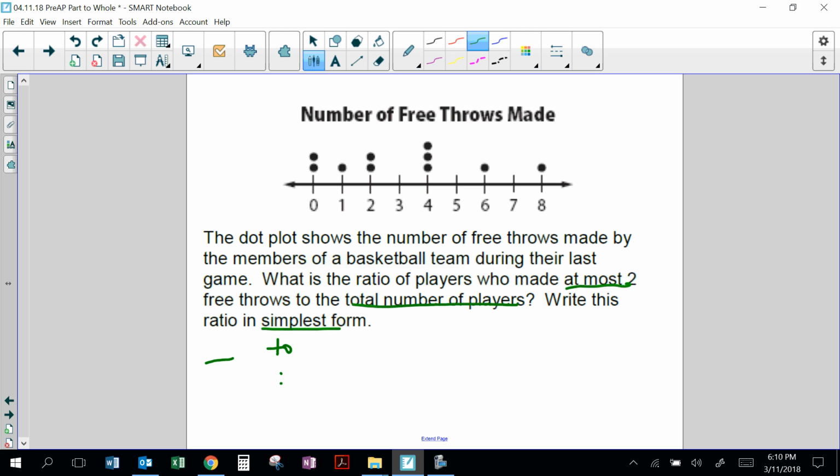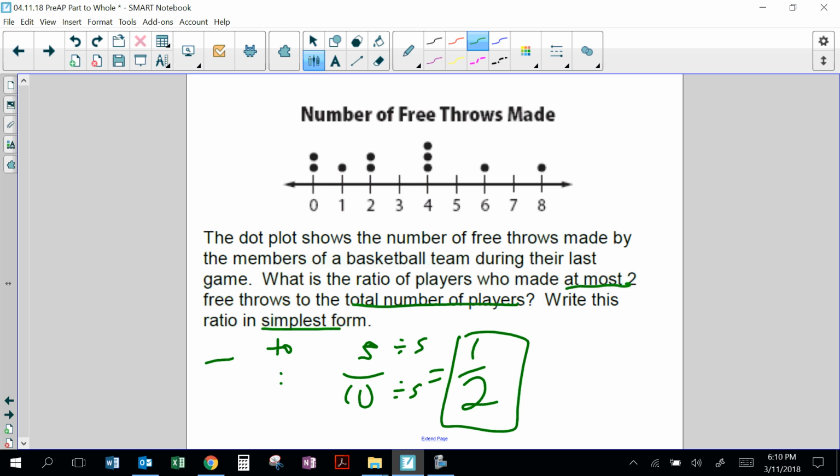Can they make 2? Yes. But can they make lower? Yes. So it's 0, 1, and 2. So that's 5 students who made at most 2 free throws to the total number of players: 1, 2, 3, 4, 5, 6, 7, 8, 9 to 10. Can 5 to 10 be simplified? Yes. I can divide the numerator and denominator by 5 and get 1/2. That means half of the basketball players, or half of the team, made at most 2 free throws.